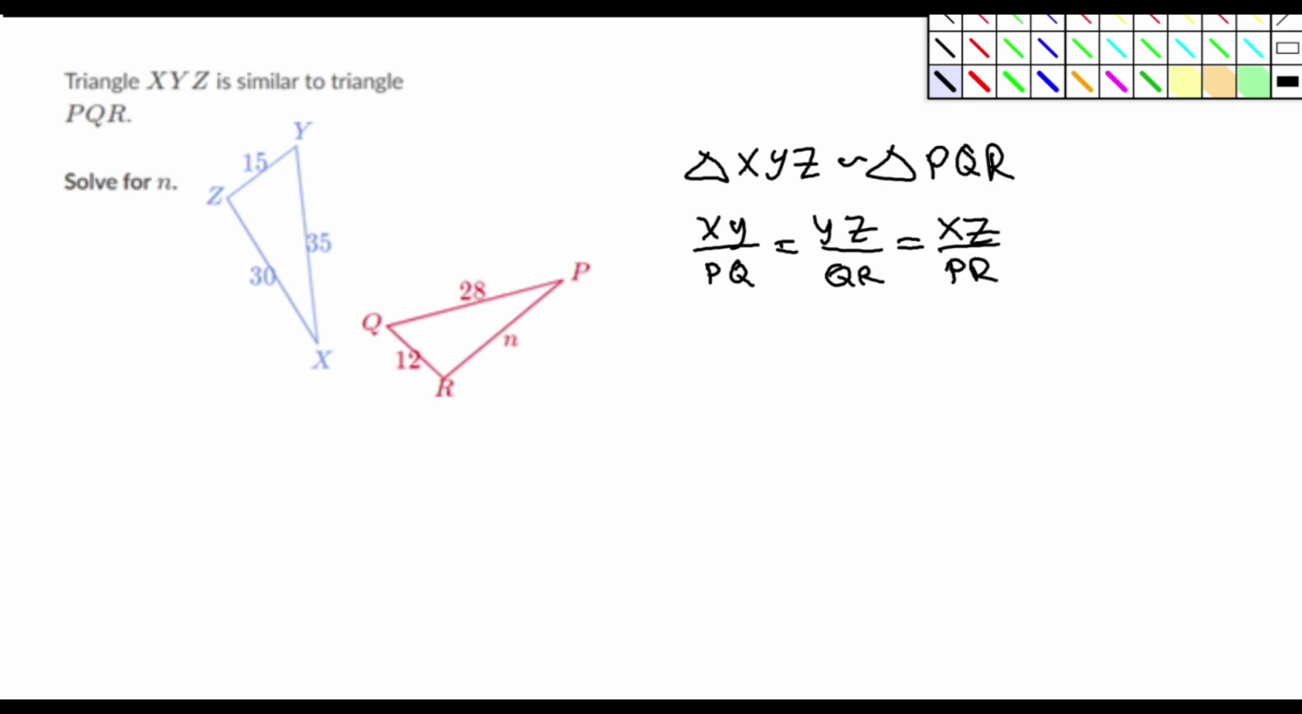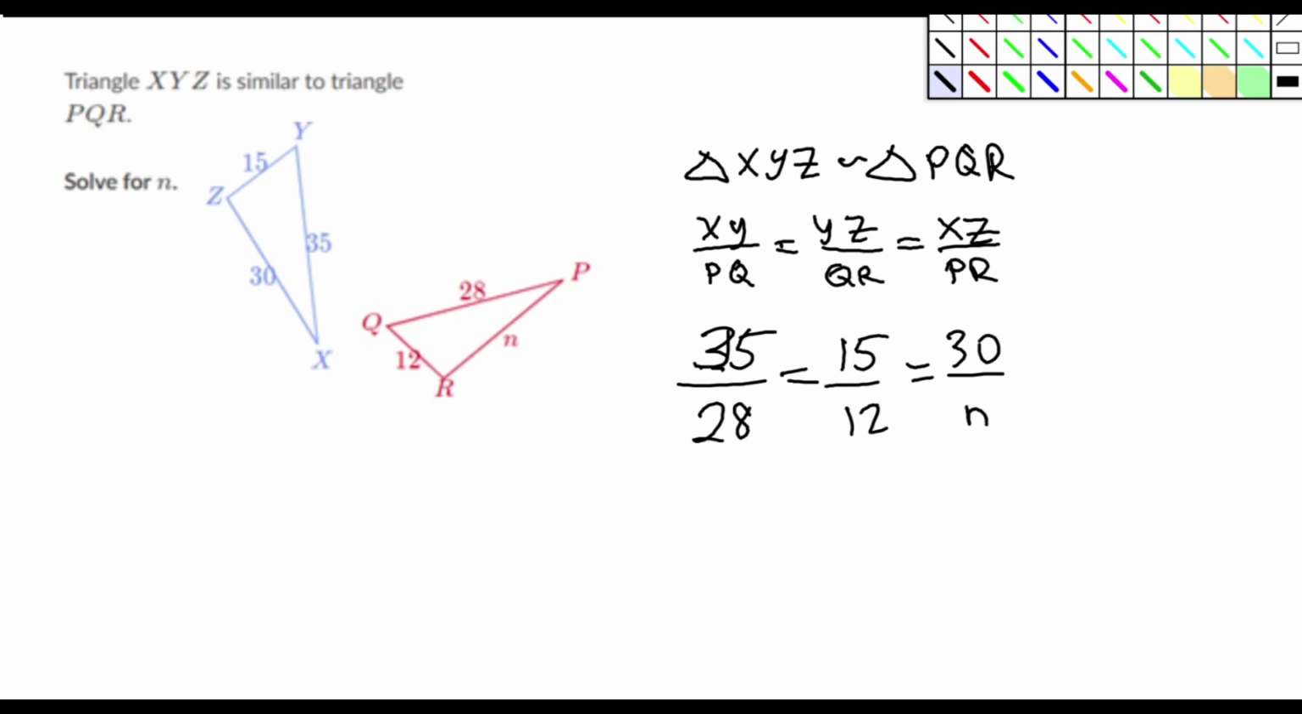But now, once I have that, so I have step 1 done, I have step 2 done. Now let's just substitute and solve. So let's substitute in here. XY is 35. PQ is 28. YZ is 15. QR is 12. XZ is 30. And PR is what we're trying to solve.